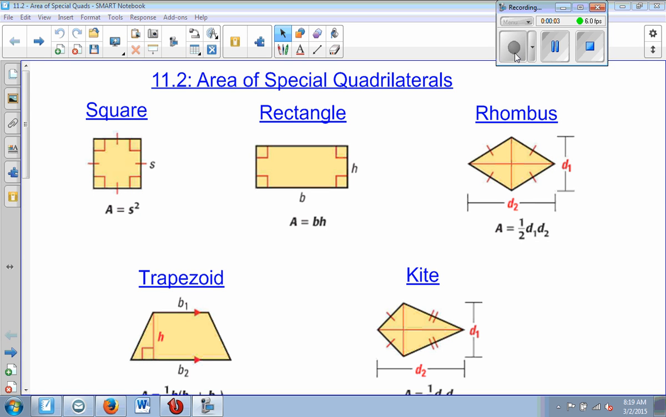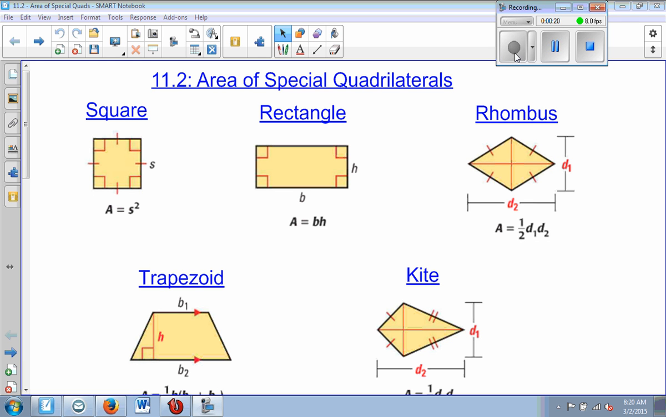So this is the last lesson of the unit. We've talked about several different special quadrilaterals, and they're all listed here. And what we're going to talk about in this section is how to find the area of each one of them. Now, obviously, a square and a rectangle are not new for you.